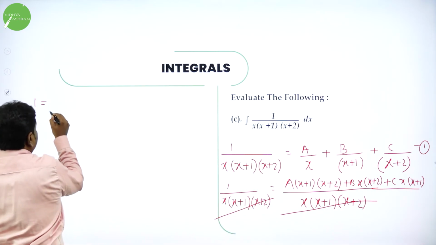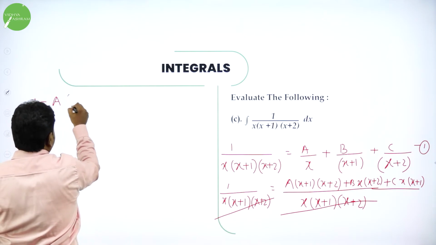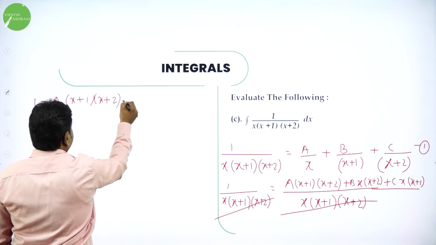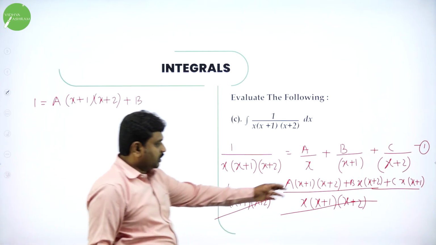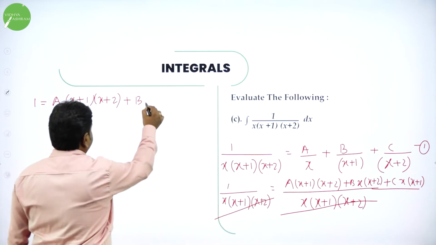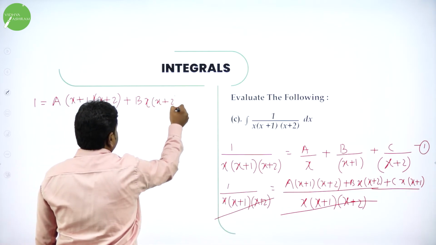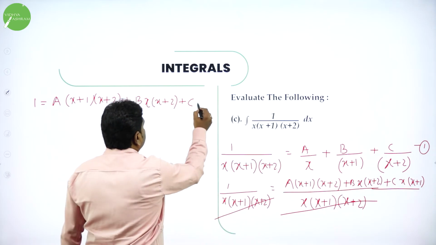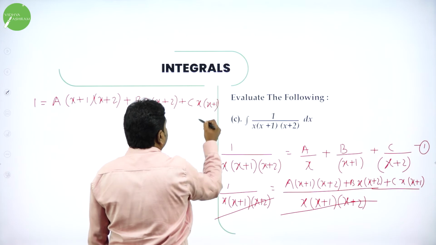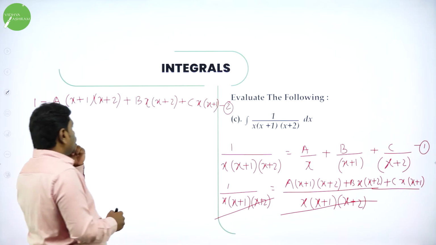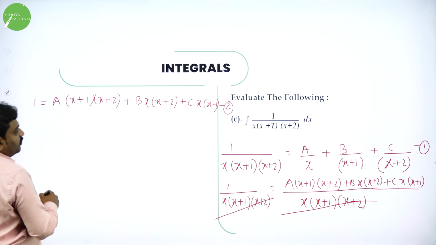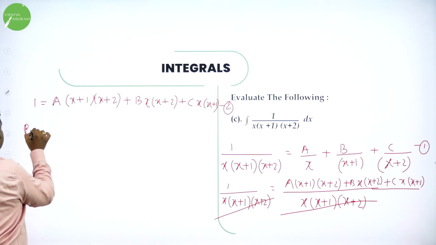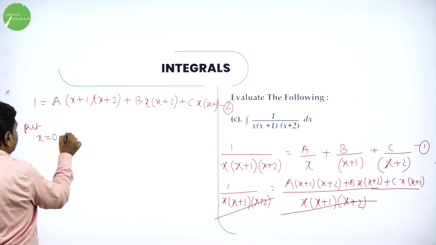So 1 is equal to what we have, A into x plus 1 into x plus 2, plus B into x into x plus 2, plus C into x into x plus 1. Call it equation 2. So now what we need to do, at a time equate one factor to 0. The first factor x is there, equate x to 0. So put x is equal to 0 in equation 2.